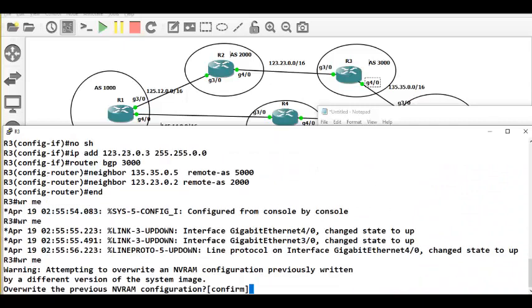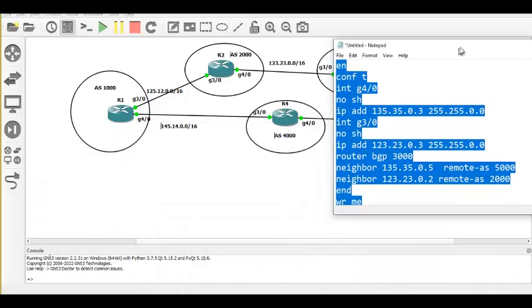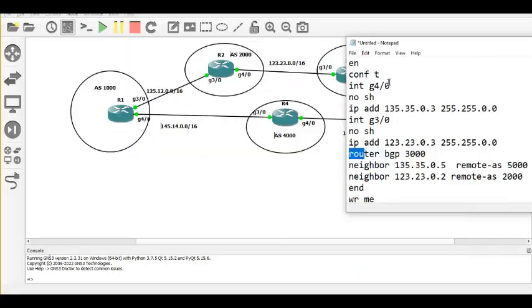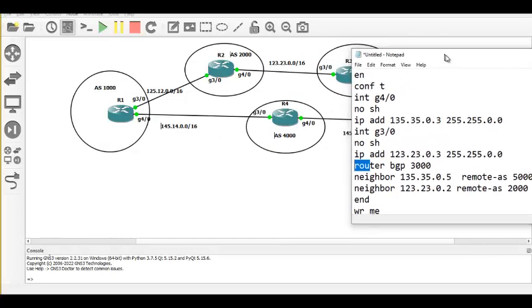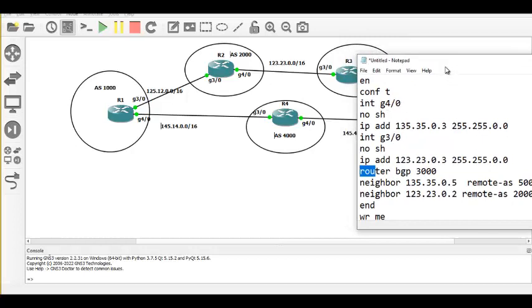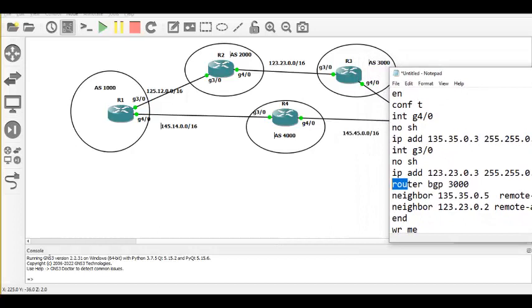Now next, let us finish router 4. Router 4, if you notice, G4/0 is 145.14.0.4.